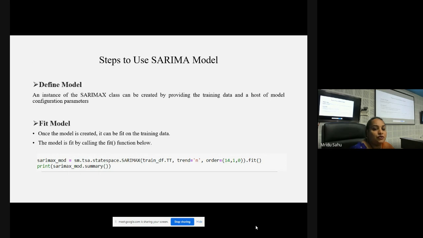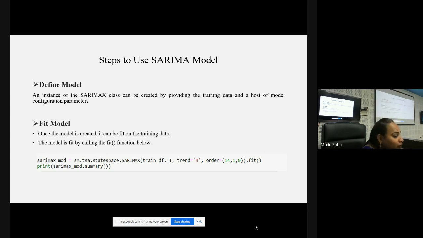So the steps to use the SARIMA model: first, define the model. An instance of the SARIMAX class can be created by providing the training data and a host of model configuration parameters. Then fit the model. This is a simple line. Can you see? Python can do it with only these two lines.